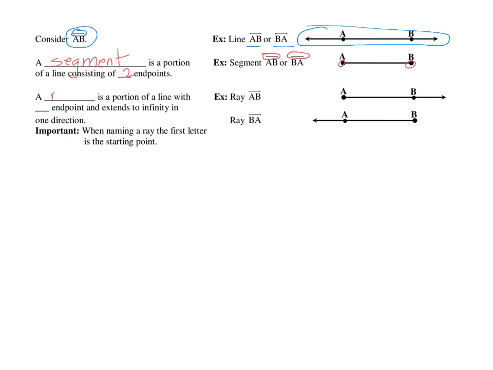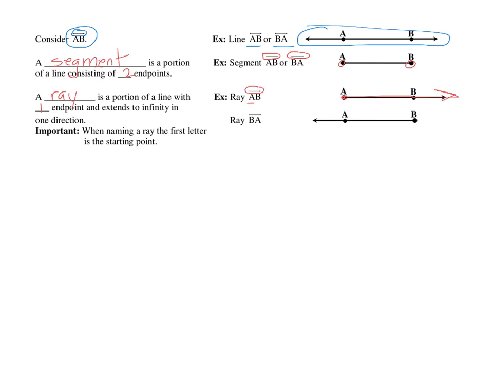And a ray is a portion of a line with 1 endpoint and extends to infinity in one direction. So here it starts at A, and it goes through B, and then it just keeps going. Since it starts at A, we start with the letter A. And then here we have the ray symbol, and it always points to the right.